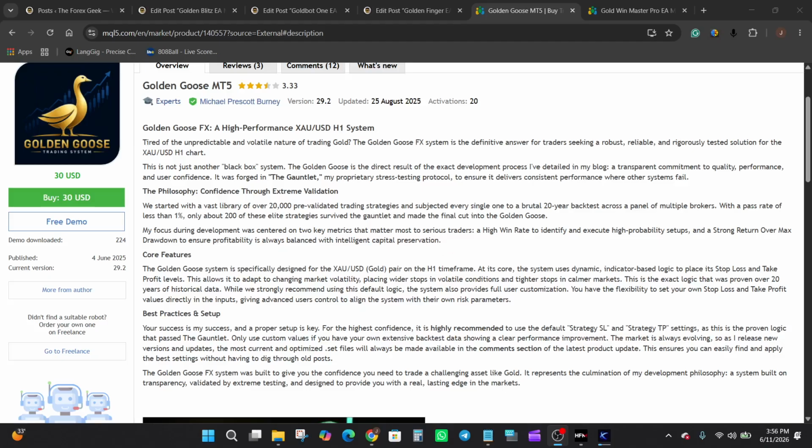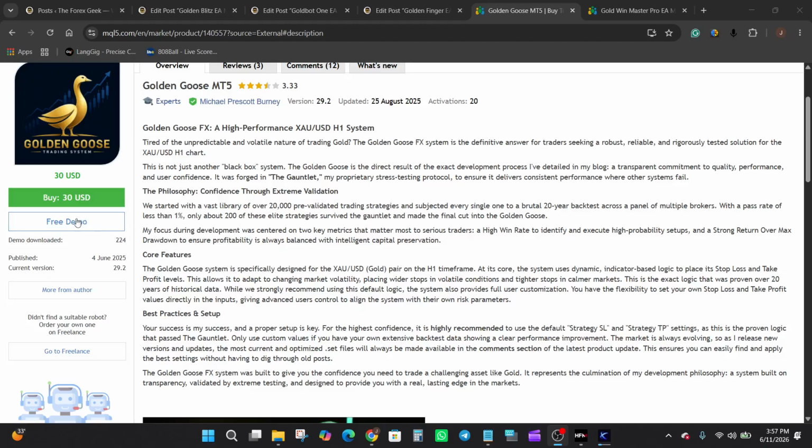Alright, so on my screen right now, I'm looking at the Golden Goose Expert Advisor for MetaTrader 5. First thing I always like to check is the basic product information, and here I can see that this EA is developed by Michael Prescott Bonney, with the latest version being 29.2, updated on the 25th of August 2025, and it currently has 20 activations.